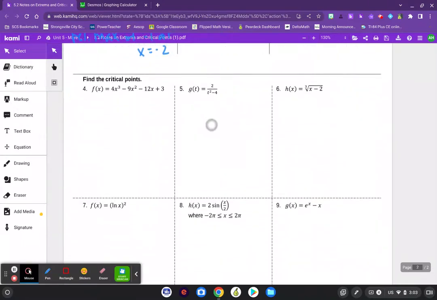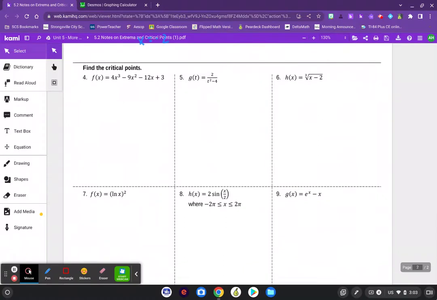When it comes to 4, 5, 6, 7, 8, 9, you're going to do your very best. You're going to find the critical points by finding the derivative. And then after you find the derivative, you're going to see where it's equal to 0 or where that derivative does not exist. Okay? Algebra.